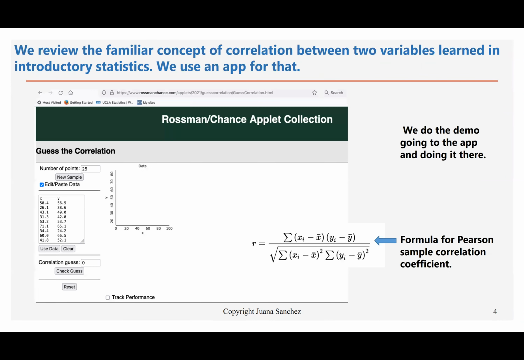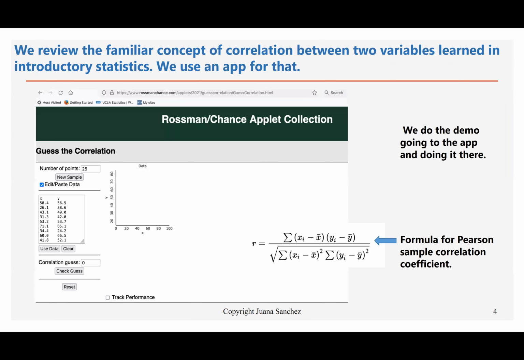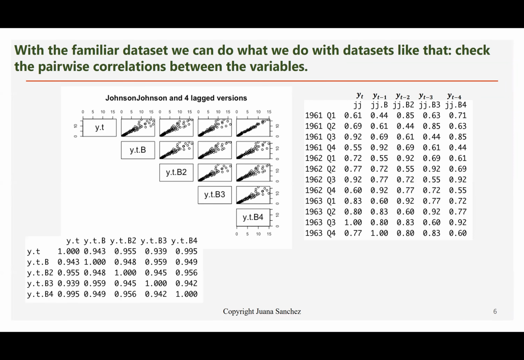Okay, so let's go back. We are using this correlation coefficient, this one. Using the same correlation as we would for a data set like this, pairwise, we calculate the correlations between the different lagged versions of the time series and the original time series.